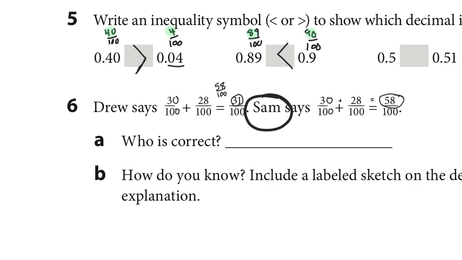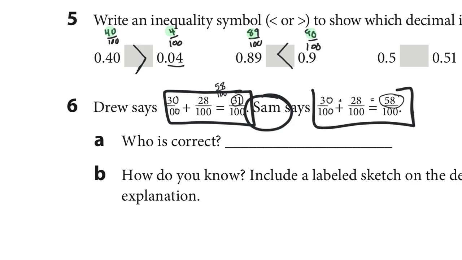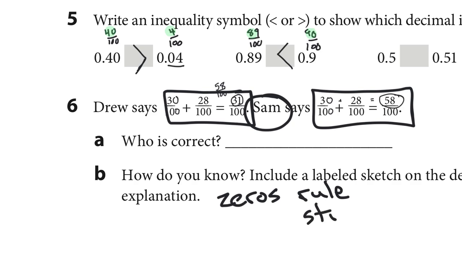How do you know? Well, if you rewrote your problem to point out how this is wrong and you rewrote your problem to point how this is right, you're going to probably want to include something about our zeros rule, or maybe your teacher calls it a zeros strategy, or maybe they call it secret math. They call it all sorts of different things. But that's going to be what you want to write down for your explanation.